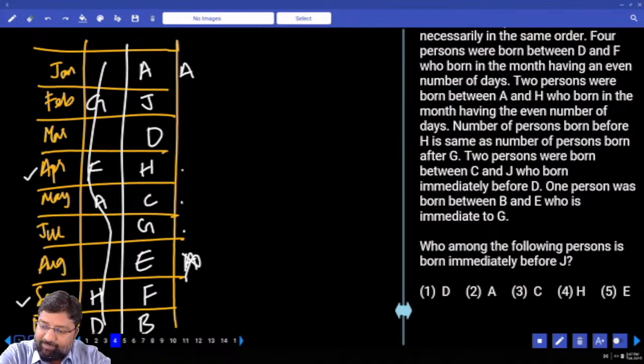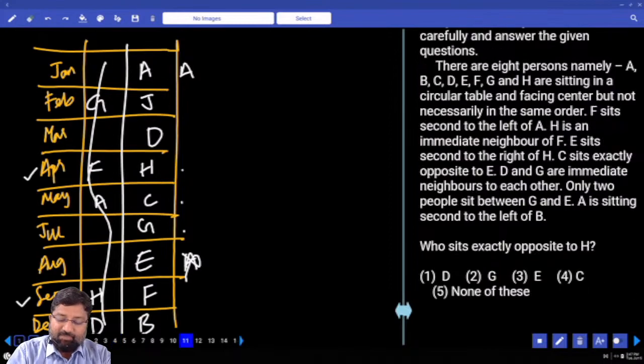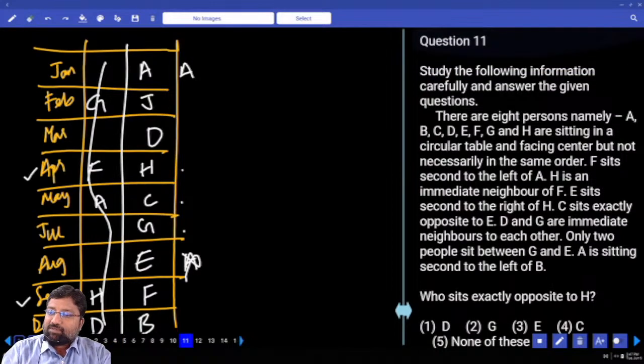Who among the following persons is born immediately before J? Who was born immediately before J? A. Immediately before J, who? A.